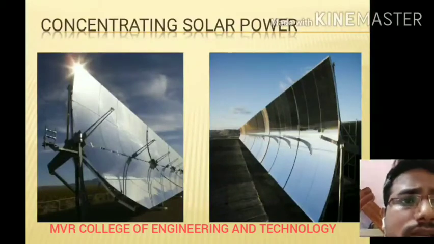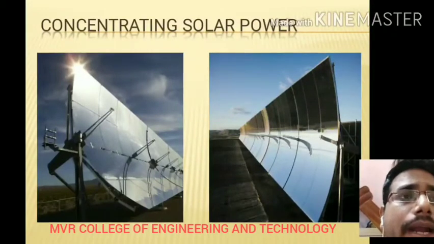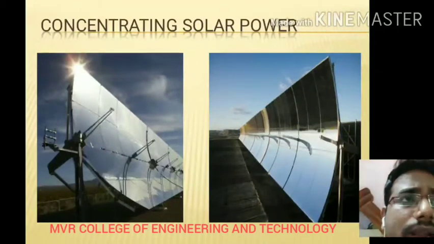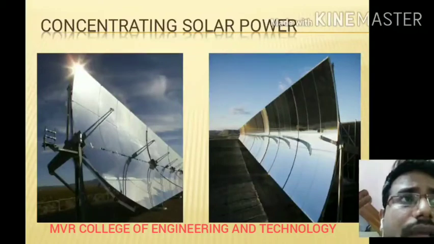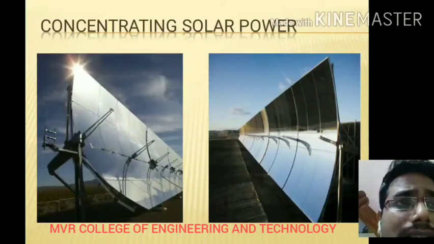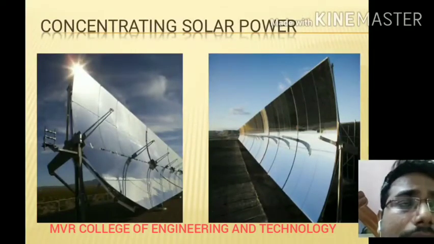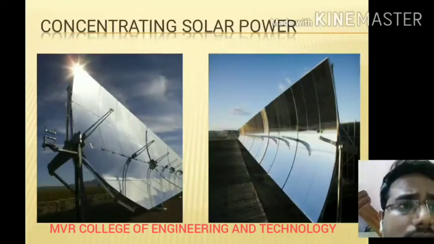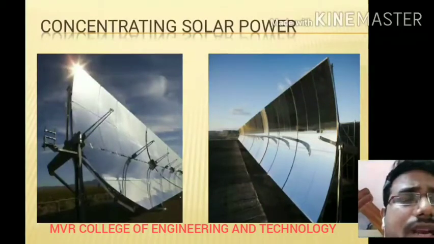This molten salt will get heated under the solar mirror, and this molten salt fluid will be sent into the hot storage tank. From the hot storage tank, it will be sent to the steam generator. The steam generator produces steam, and this steam will hit the turbine, and electrical energy will be generated by using concentrating solar power.